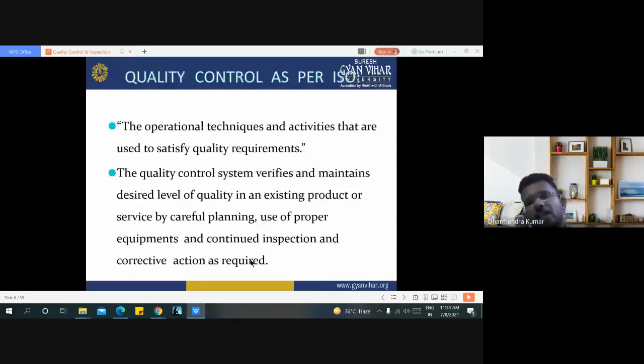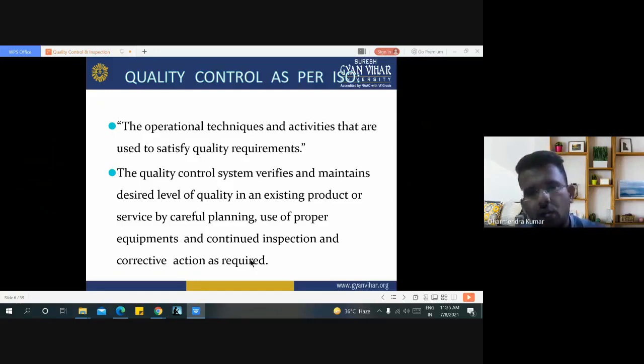Quality control as per the International Organization for Standardization, or ISO: the operational techniques and activities that are used to satisfy quality requirements. These are the techniques or activities which we use for quality control in any manufacturing unit, and these techniques and activities must satisfy the quality requirements of the final product.